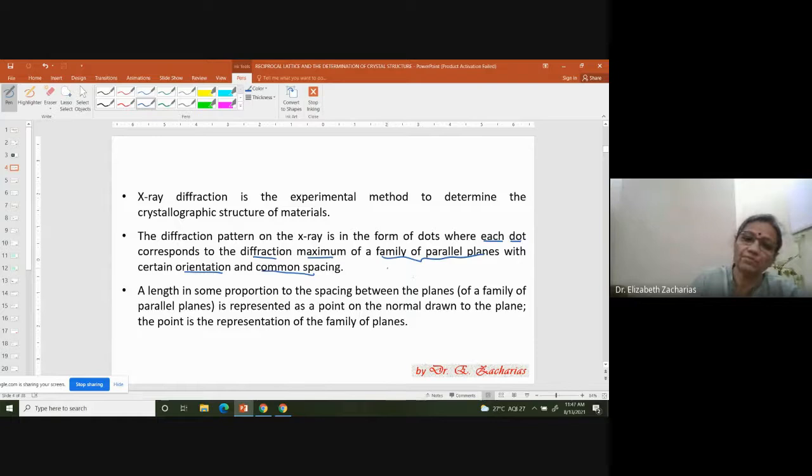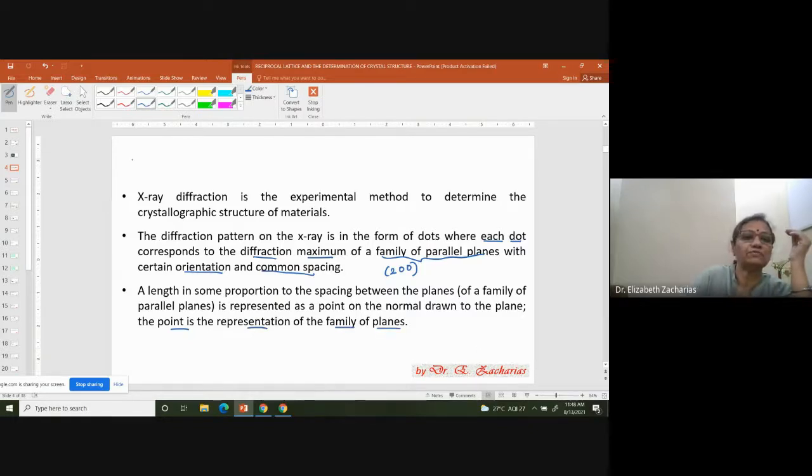Like for example, I may be talking about 200. So all the 200s will be contributing to that single dot. Similarly, there will be other dots which may be coming from other such planes. Now comes the logic. This is very important. A length in some proportion to the spacing between the families, between the planes, is represented as a point on the normal drawn to the plane. And the point is a representation of a family of planes.